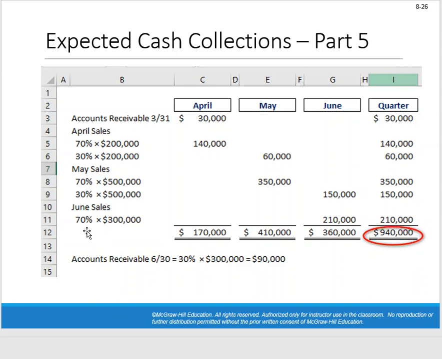What's accounts receivable at the end of the quarter? What's not been collected? It's the other 30% of June sales, right? And they're noting that down here, which is really important. So the other 30% times $300,000, the other $90,000 has not been collected. When will it be collected? July, right? So accounts receivable at the end of the quarter is $90,000, and we expect to collect that in the month of July.